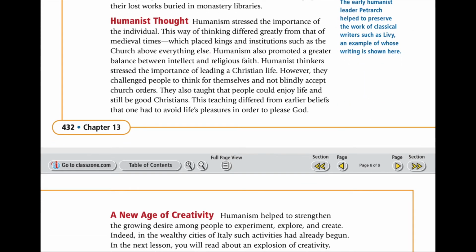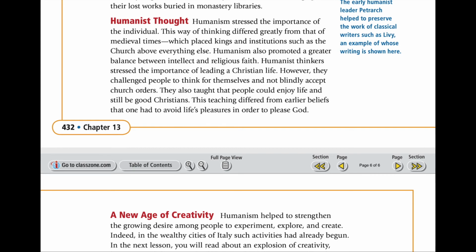Humanist thought. Humanism stressed the importance of the individual. This way of thinking differed greatly from that of medieval times, which placed kings and institutions, such as the church, above everything else. Humanism also promoted a greater balance between intellect and religious faith.